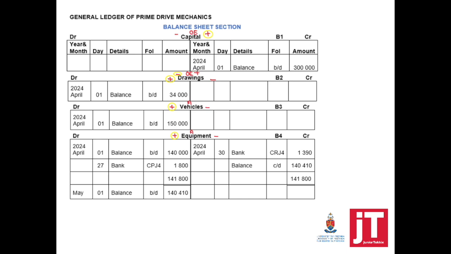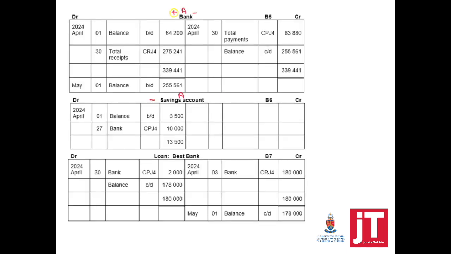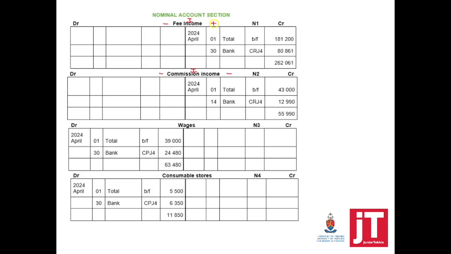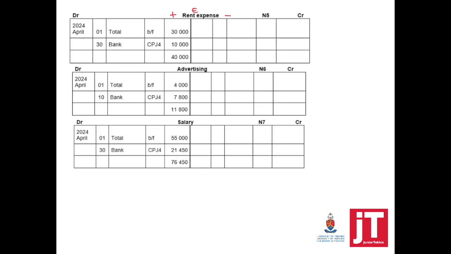We started with all the accounts in the balance sheet account section, which are my owner's equity, assets, and liabilities. Balance sheet account section will always have balances. Then we moved on to the nominal account section. Income will always increase on the credit side. My expenses will always increase on the debit side. Very important. Nominal account section, totals brought forward. These are important pointers to remember.